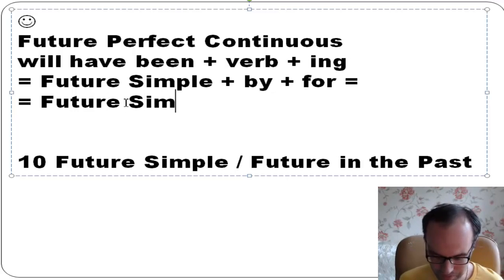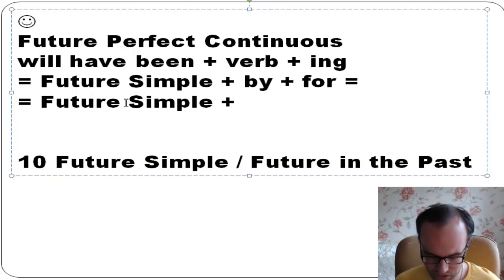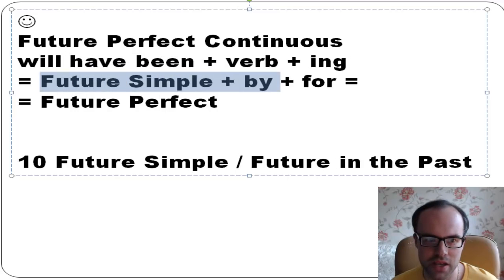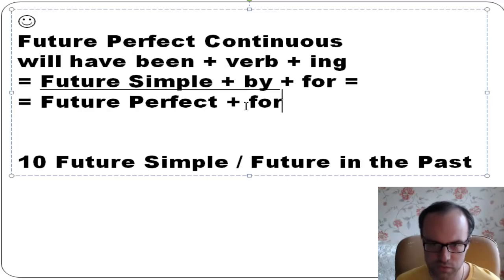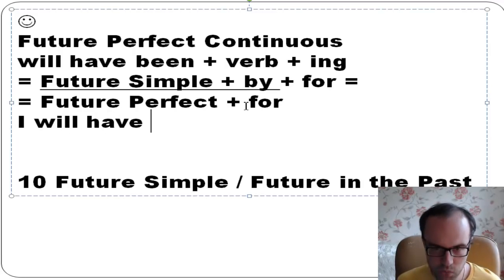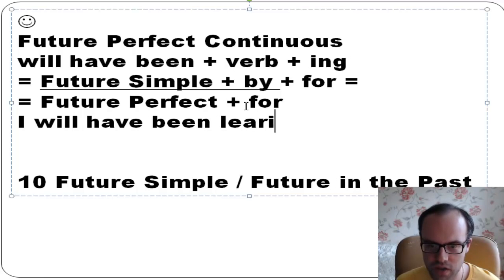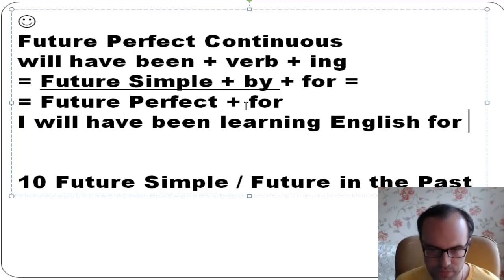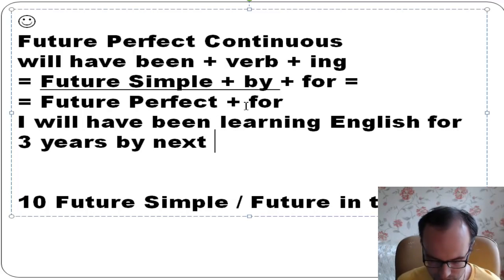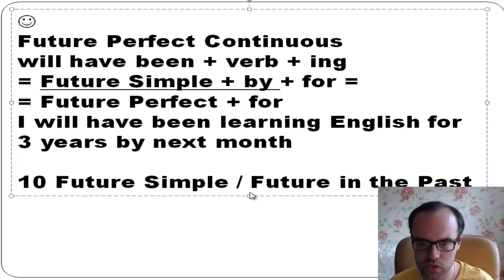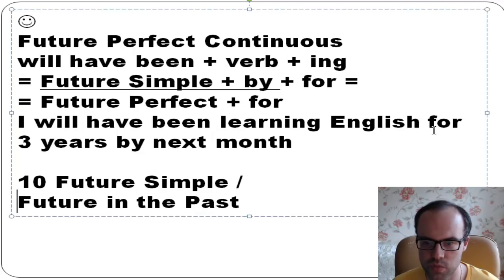Okay, so it's future simple, or not future simple, future perfect. It's future perfect because you know that future simple plus by is future perfect. It's future perfect plus for. So look, I will have been learning English for 3 years by next month. So why do we need future perfect continuous? Because of for and by. So I will have been learning English for 3 years by next month, or I will have been working here for 3 years by next month, and so on. So you can make up your own sentences.